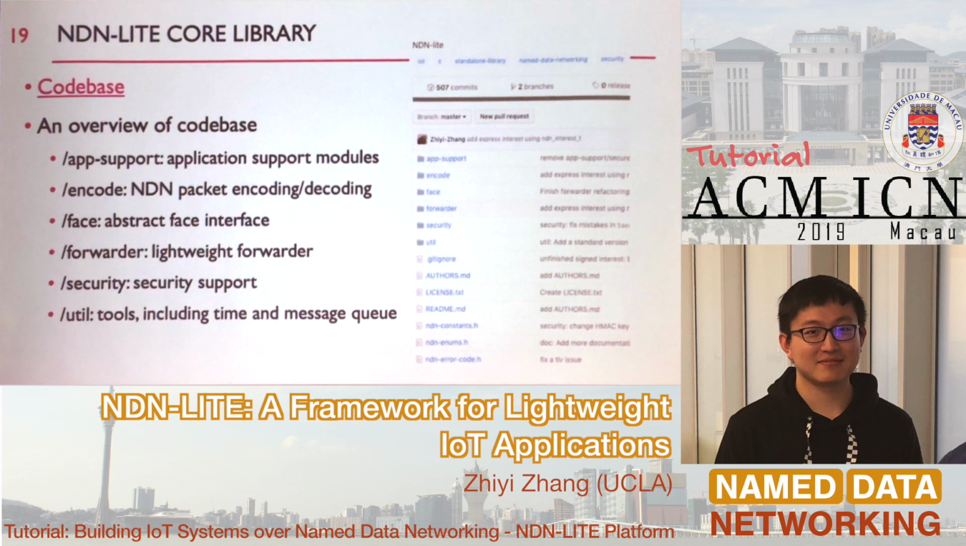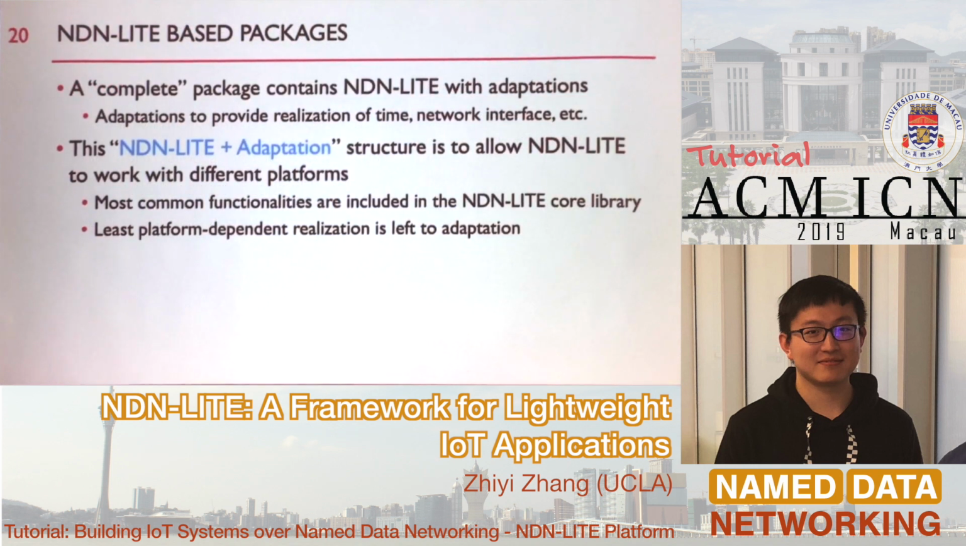But we also have the encode folder, the face folder, for the network support. This is for the encoding and face and forward. And we also have the security folder and the util folder for the utilities. NDN-LITE is the common functionalities across platforms, and the adaptation actually provides some concrete realization of some parts of the framework. So a complete package actually contains the NDN-LITE plus the adaptations. So this structure allows the NDN-LITE framework to work with different platforms. And our principle is that the most common parts go to the NDN-LITE library, and the least platform-dependent realization goes to the adaptation part.